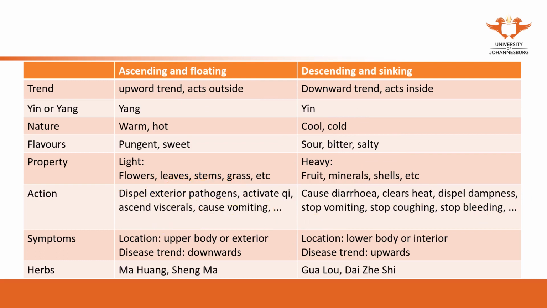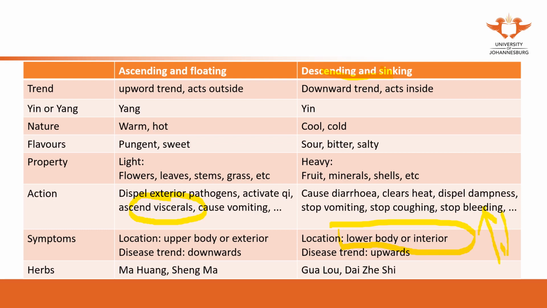From the location, the symptoms, in the upper body or the exterior, then we use the herbs with ascending or floating function. All the disease trend moving downwards, such as the dislocation of the viscerals, descending and sinking opposites in the lower body and interior. All the disease moving downwards. All the disease moving outwards.